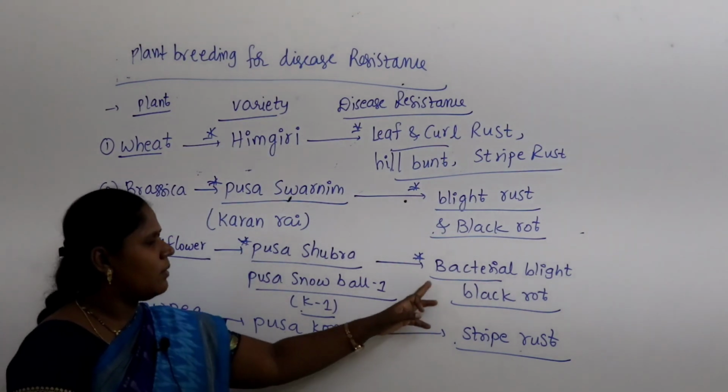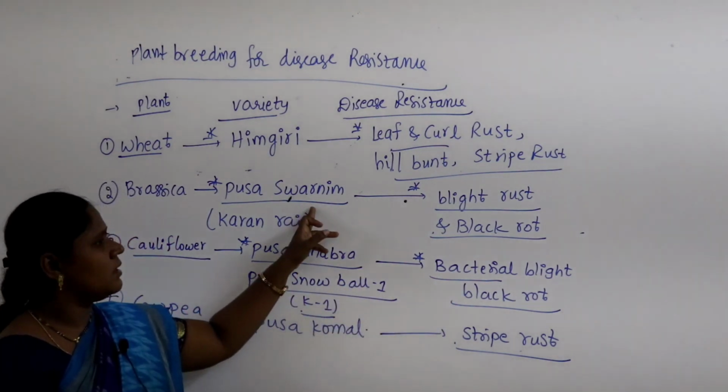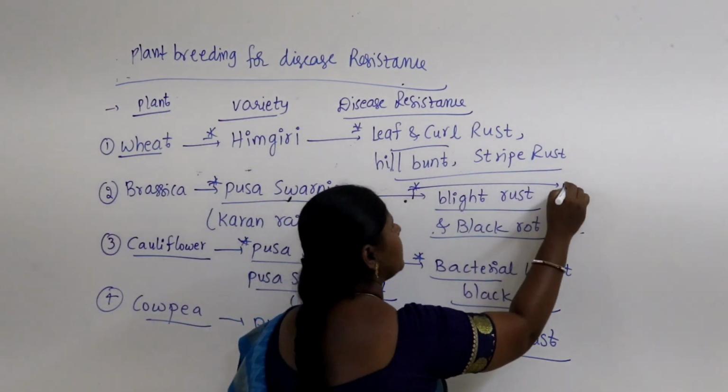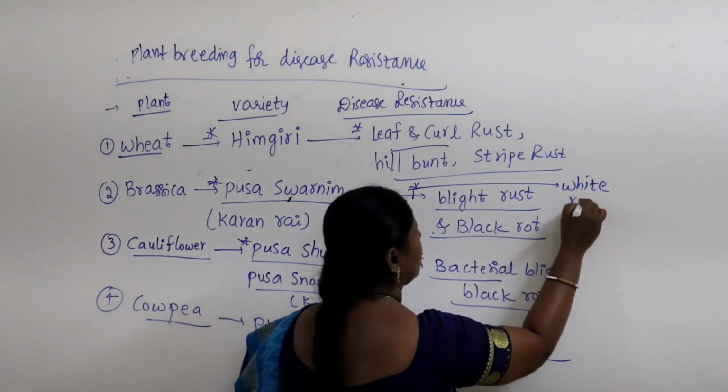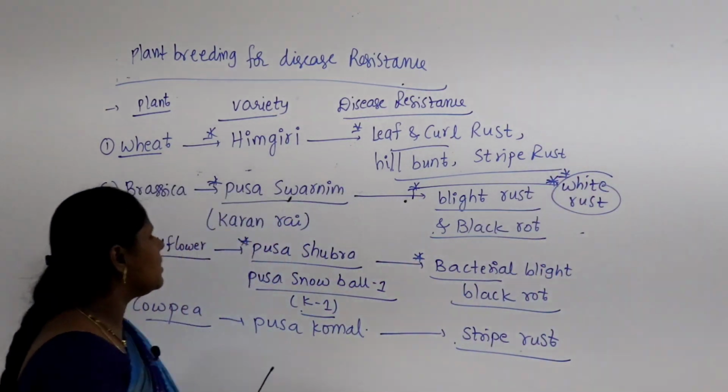Stripe rust, bacterial blight are very common things which you have to remember. Especially one time in the NEET exam, they even asked which one shows resistance to white rust. So this you have to remember. Who shows resistance to white rust?